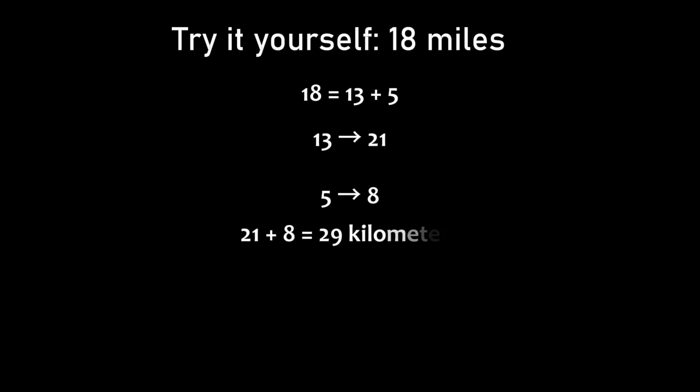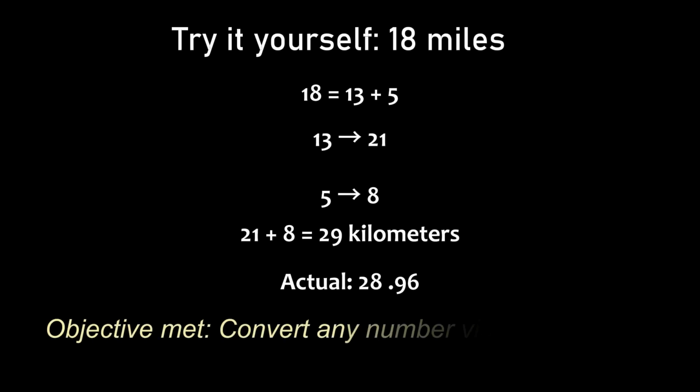Take a moment. How would you break down 18? You could use 13 and 5. 13 plus 5 equals 18. 13 shifts to 21, and 5 shifts to 8. 21 plus 8 gives us 29 kilometers. The actual answer is 28.96. The trick is remarkably robust. You can now convert any number by decomposing it into Fibonacci parts.